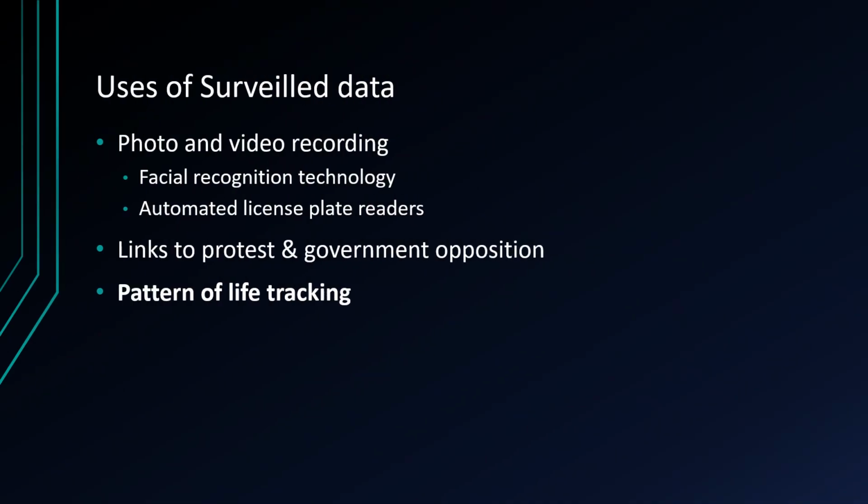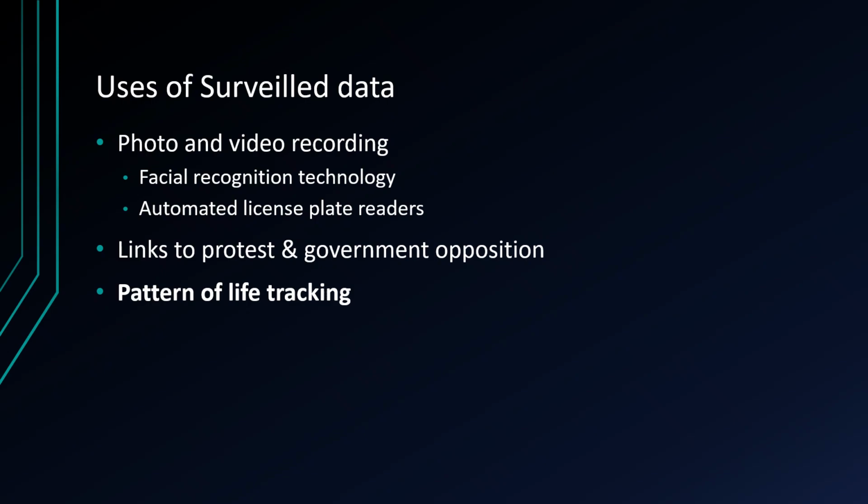Now, just as important is the way that these countries use their surveilled data. For the photos and videos that they've recorded, they can combine them with facial recognition technology and automated license plate readers to track citizens and their vehicles around their respective country. This kind of data can also link citizens to protests and government opposition, to which the government might take action against them so that they don't keep protesting.